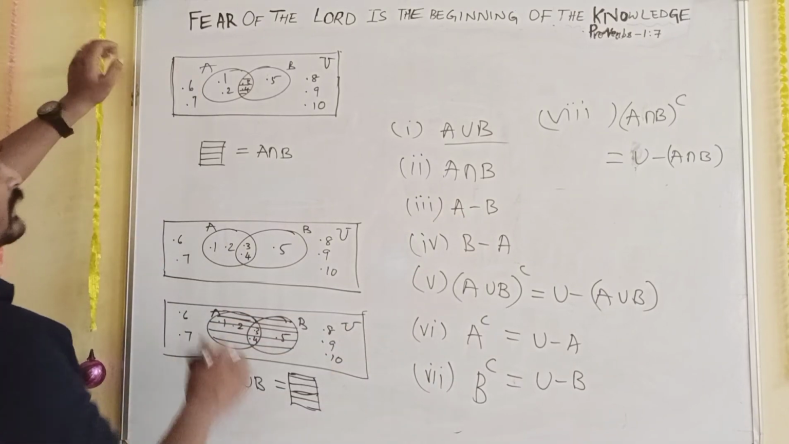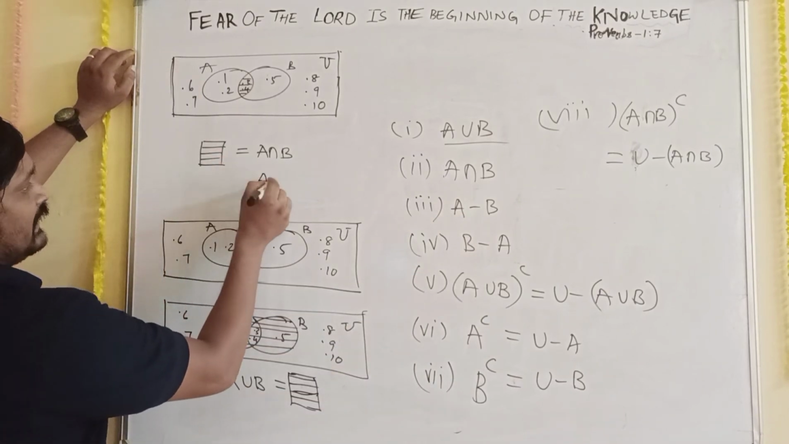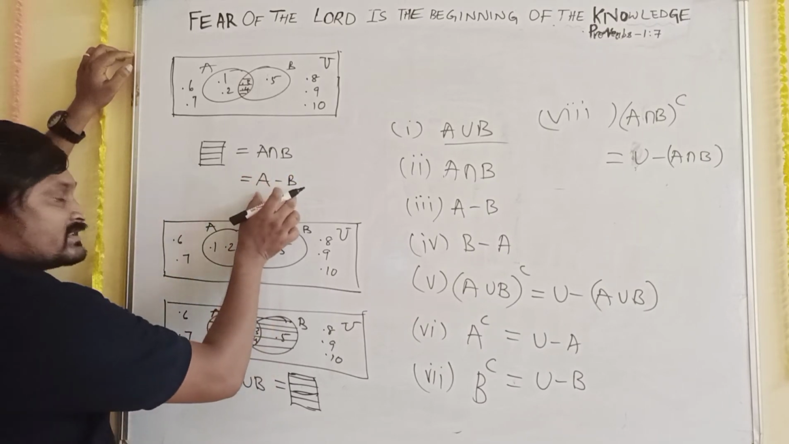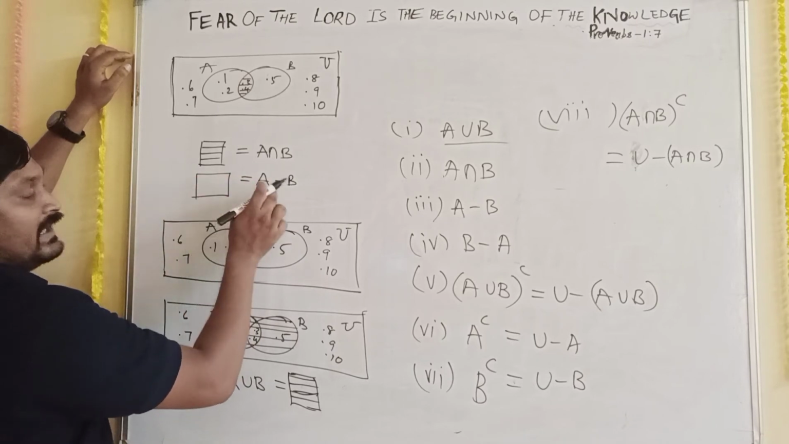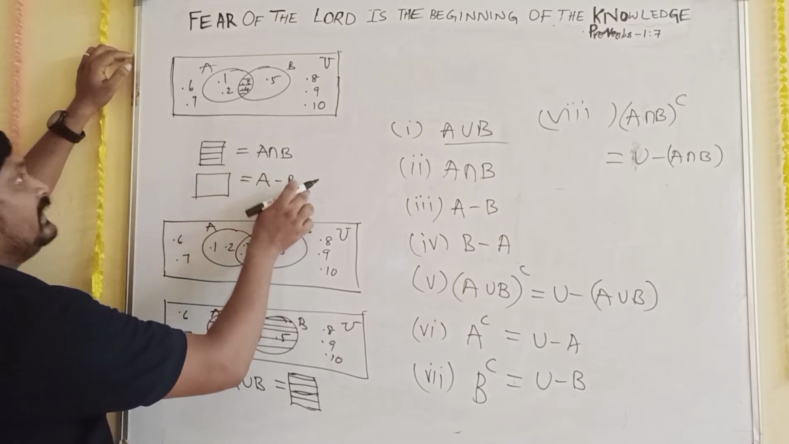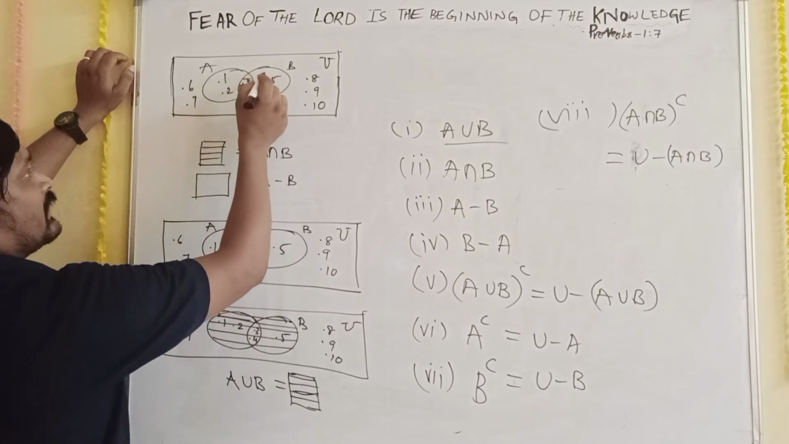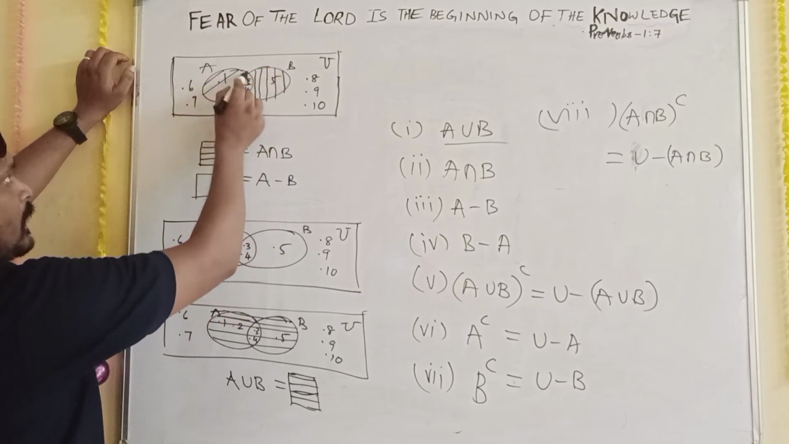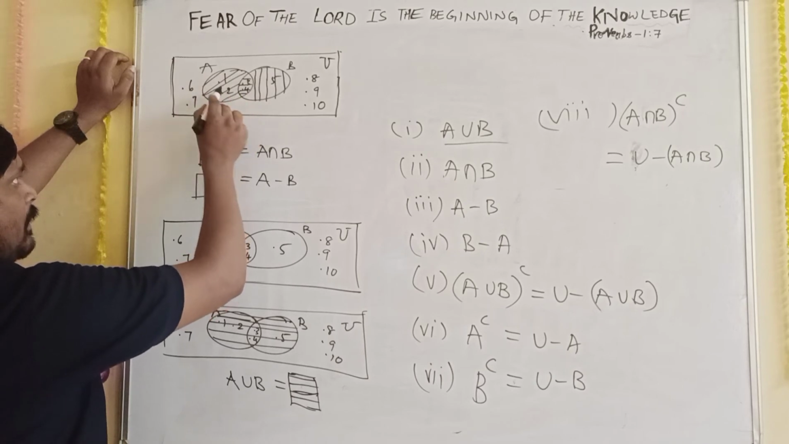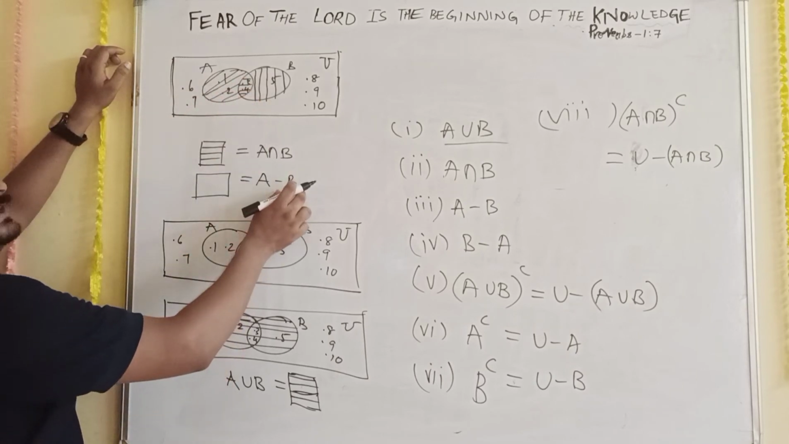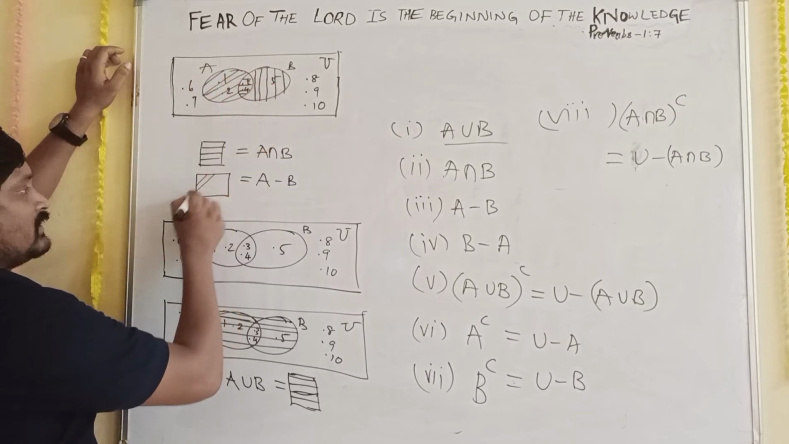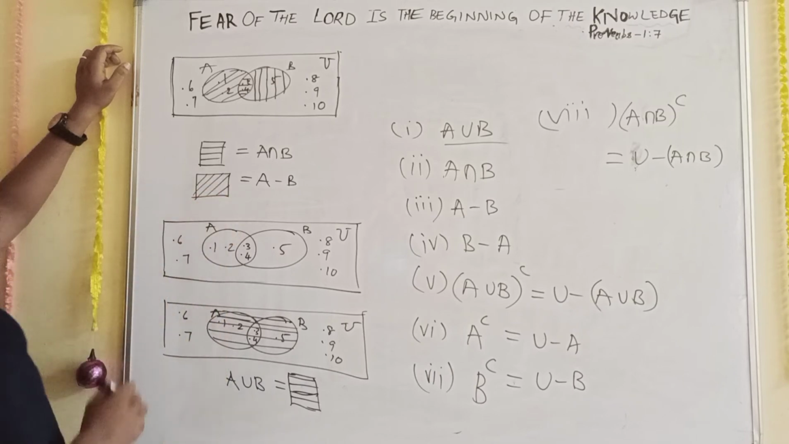And now we are going to discuss what is A minus B. Here itself I am going to represent A minus B also. A minus B means completely remove B. So if I completely remove B, that means this full part is removed. What is left? Only this cross line part. So the cross lines indicate A minus B.